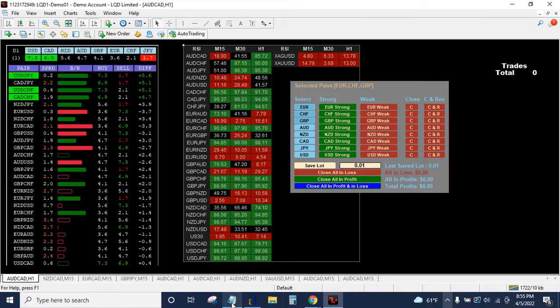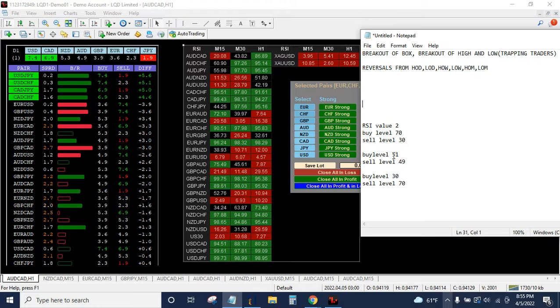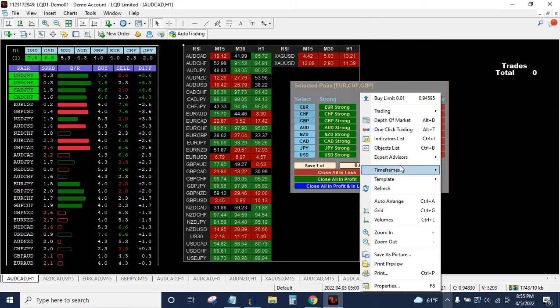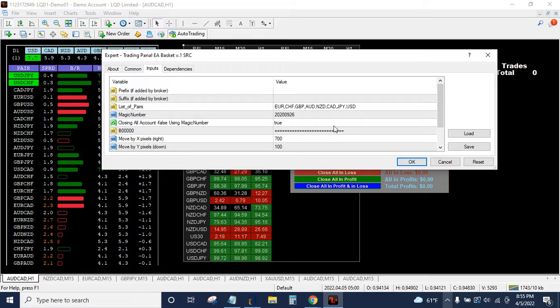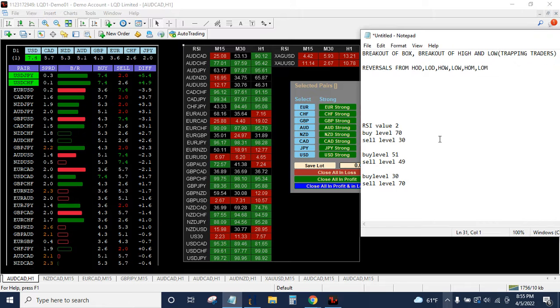So the dashboard is going to have values of the RSI value, the buy level, the sell level, buy level, sell level, buy level, sell level. So it's going to be three different strategies. I can only use one strategy per dashboard. I think that's why it's important that you have magic numbers. With magic numbers, I can have three different dashboards opened, and just by changing the magic number, use the three different strategies.